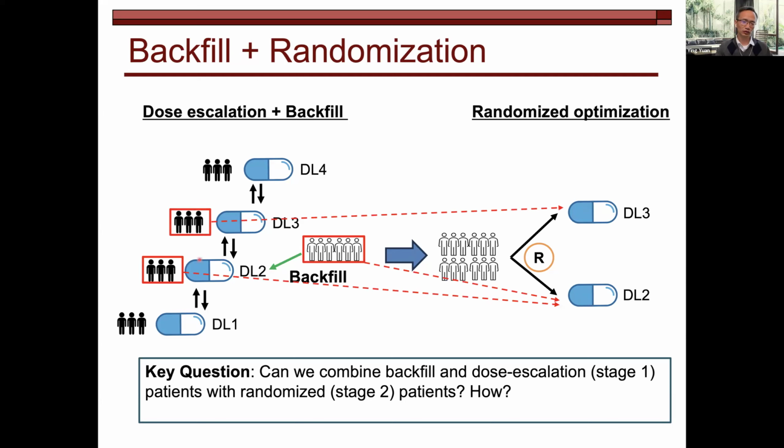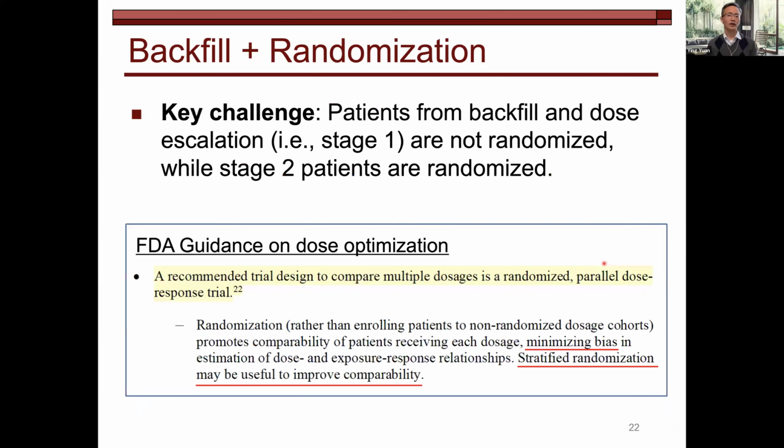In other words, for all those patients, no matter whether they were treated through the dose escalation, labeled by this black symbol, or the blank label, how can we count them towards this randomization and combine the data together to eventually support our dose selection? One key challenge here is that the stage 1 data are not randomized, but stage 2 are randomized.